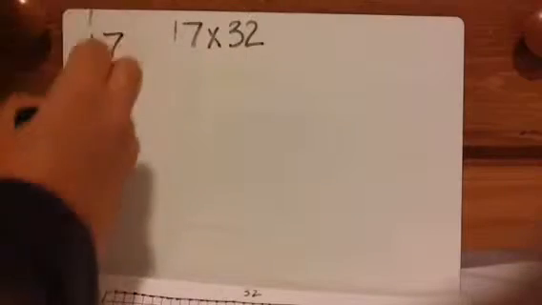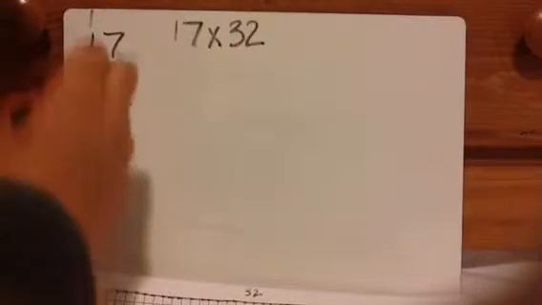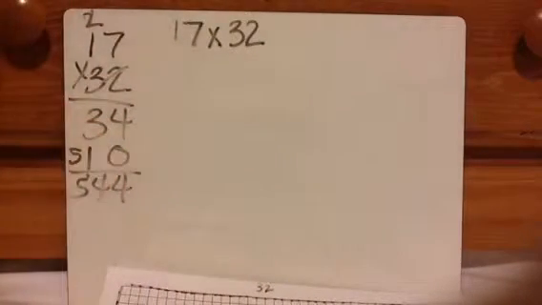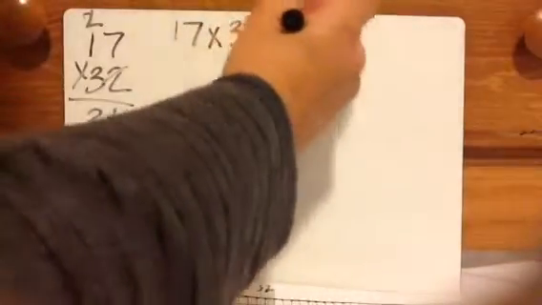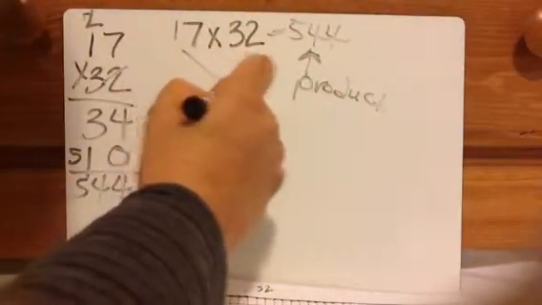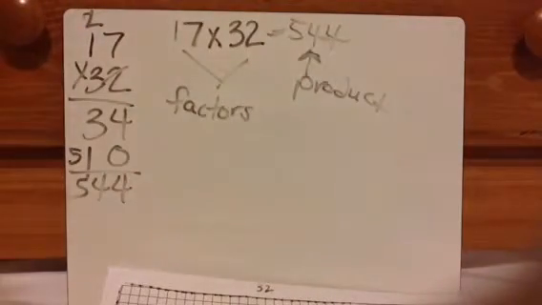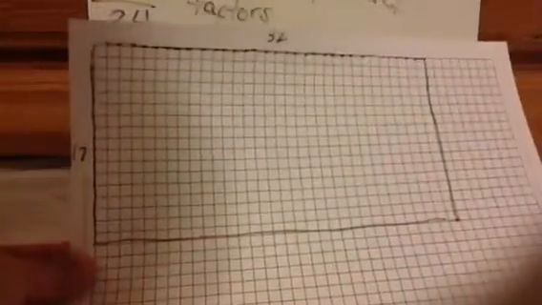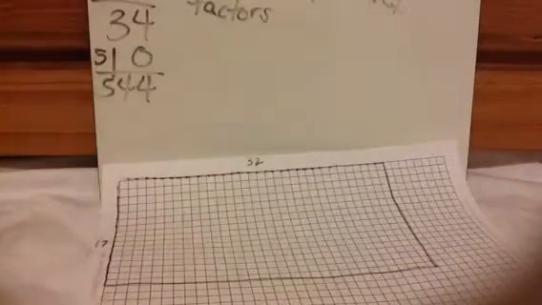So first thing I'm going to do is 17 times 32. Go ahead and get my answer. So 544. So the product is 544. The factors are 17 and 32. Okay, so step 1 is done. Step 2 is the array. Here's a 17 by 32. Okay, now I'm going to do step 3 and break it up.